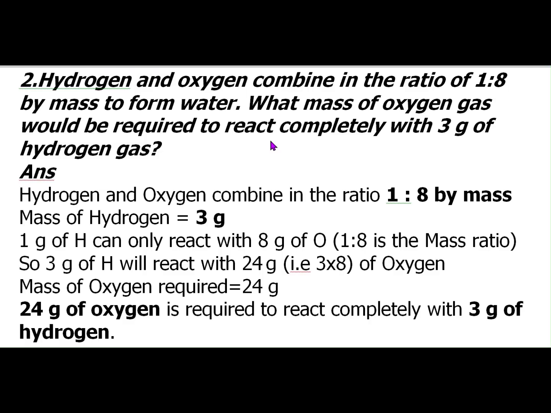Hydrogen and oxygen combine in the ratio 1:8 by mass. Mass of hydrogen is 3 grams. Now 1 gram of hydrogen can react with 8 grams of oxygen, so 3 grams of hydrogen will react with 24 grams of oxygen. It is very simple multiplication, 3 into 8. So 24 grams of oxygen is required to react completely with 3 grams of hydrogen. The answer is very clear because the mass ratio is constant.